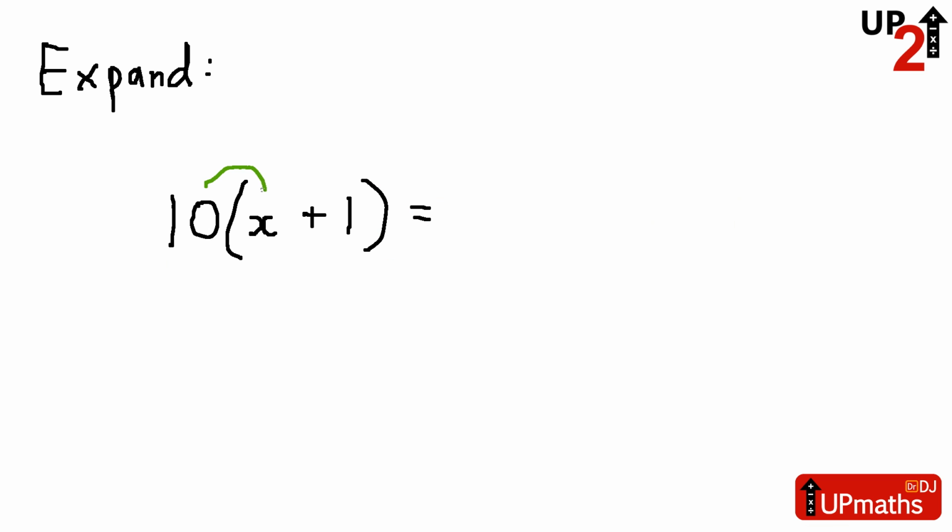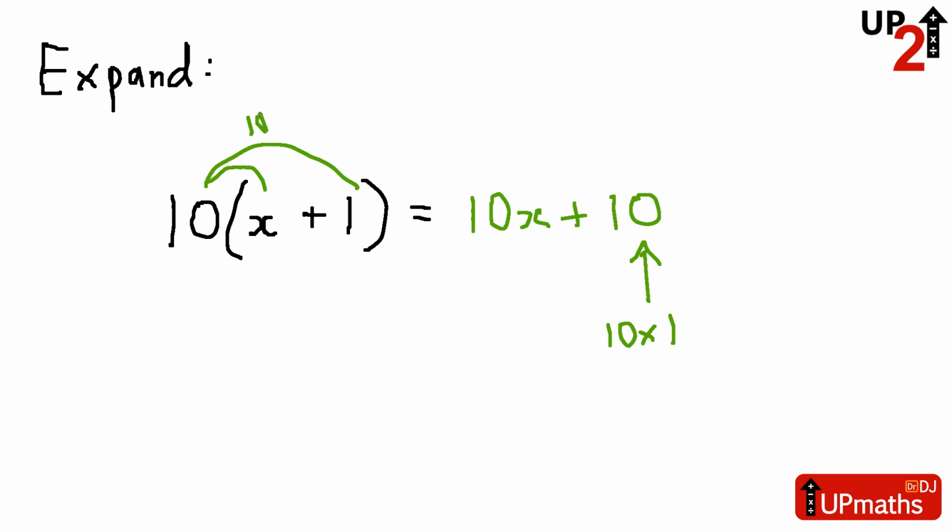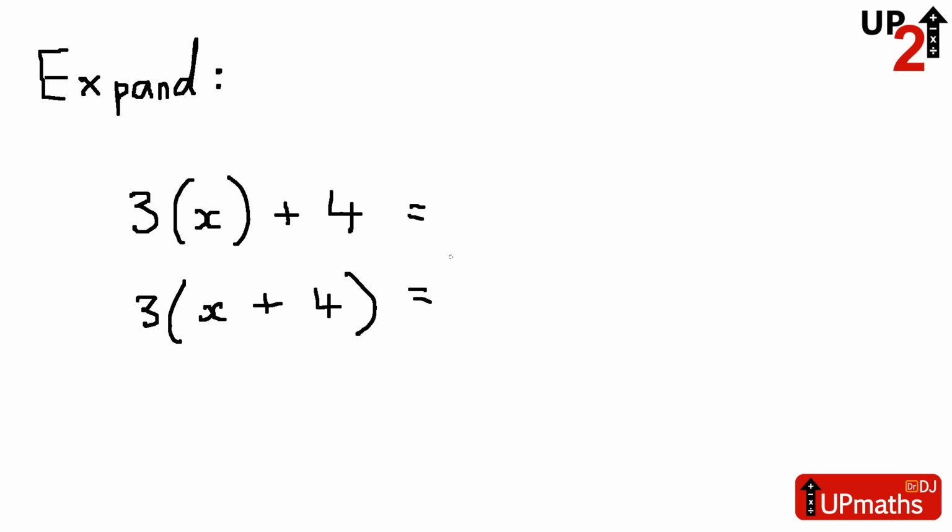Okay, well, it's 10 times x, which is 10x, plus, because there's a plus in the middle, 10 times 1, which is 10. Just to clarify, that came from 10 times 1, and the 10 times 1 came from here. Have a go in your own time.